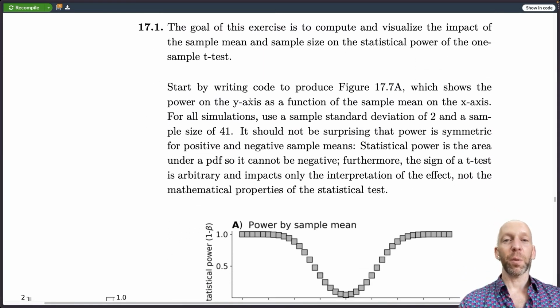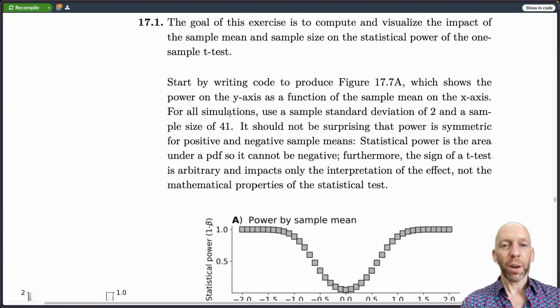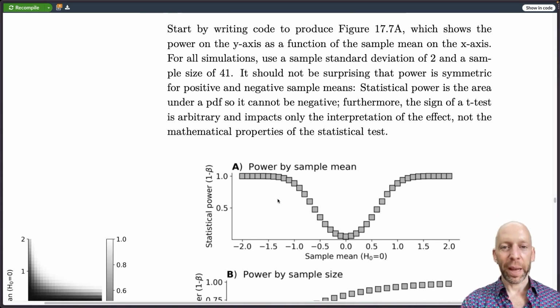This exercise has 3 parts, and I'll keep switching back and forth between explaining the exercise and switching to code to show you my solution. So we want to start by basically reproducing this panel here.